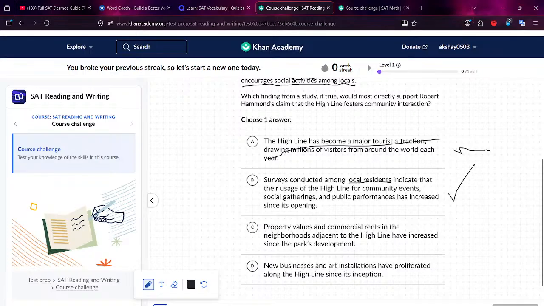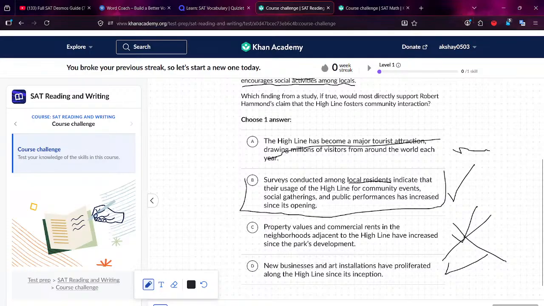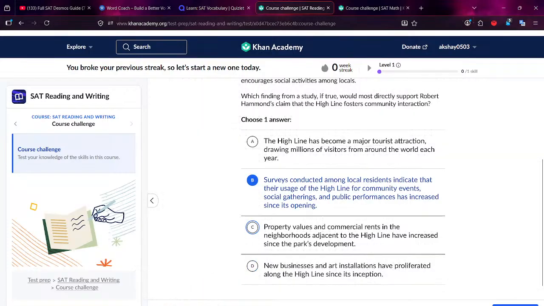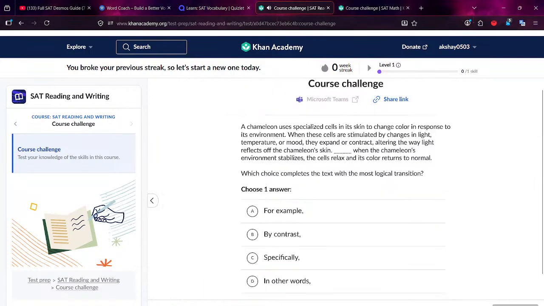So it's reasonable, right? Property values have increased since the park's development. That just means that the development made the property's value increase. It doesn't necessarily mean that there's community interaction. And okay, this makes sense too, but these two don't make sense in the context here. So this is the only one that makes cohesive sense. Surveys conducted among local residents indicate that their usage of High Line for community events, social gatherings, and public performances has increased since its opening.